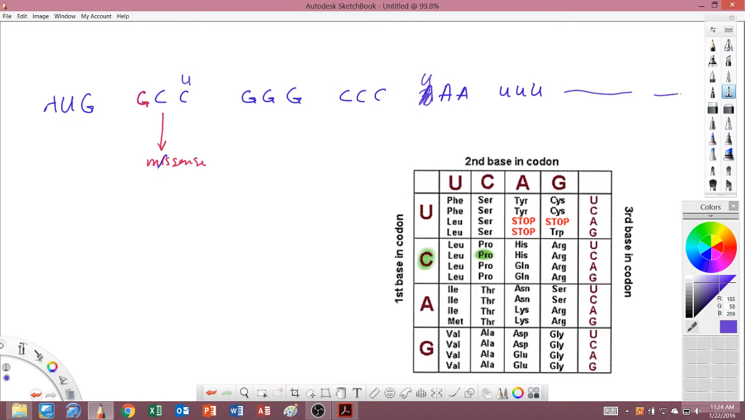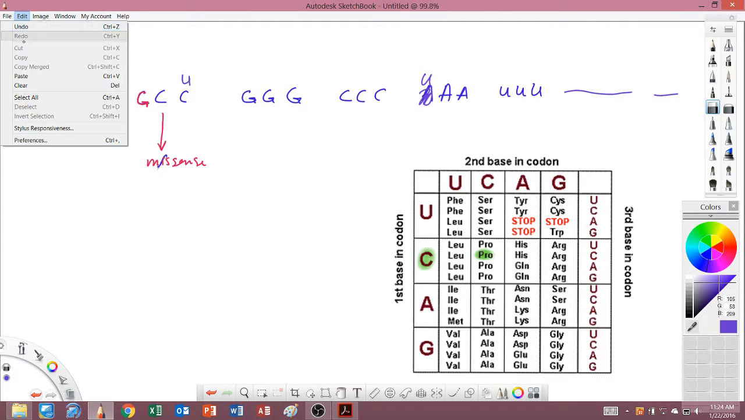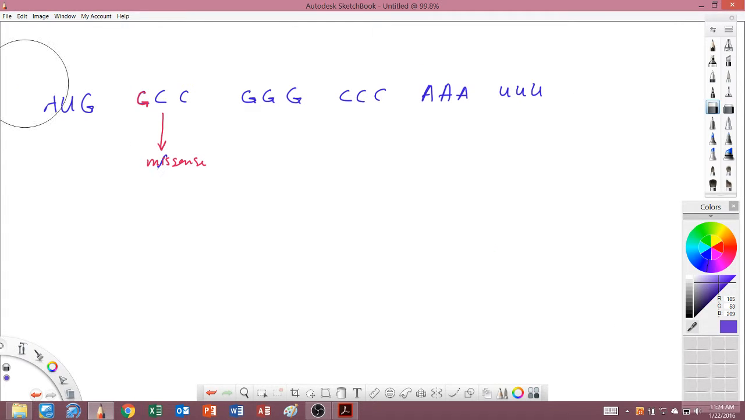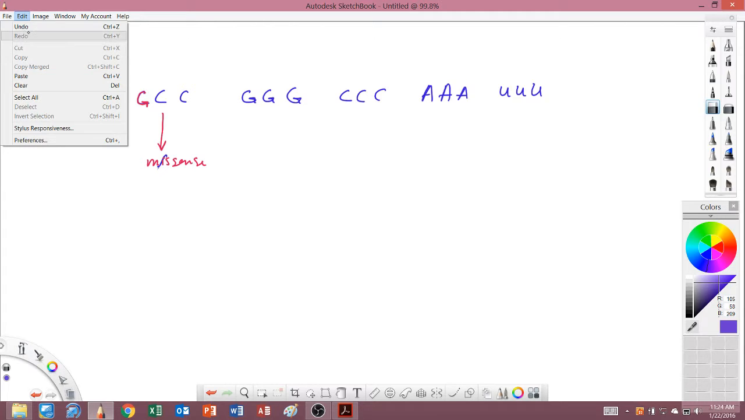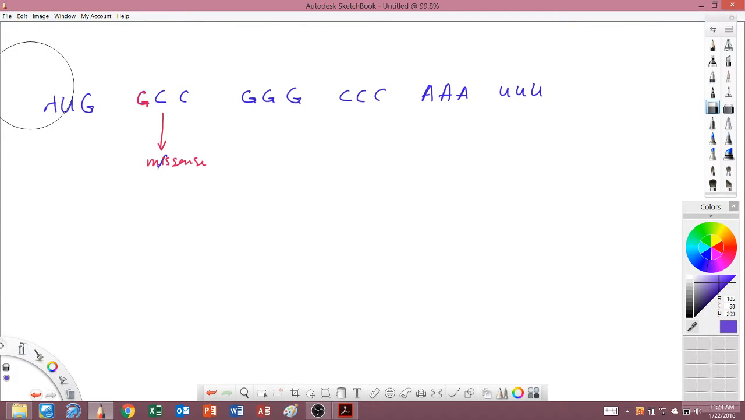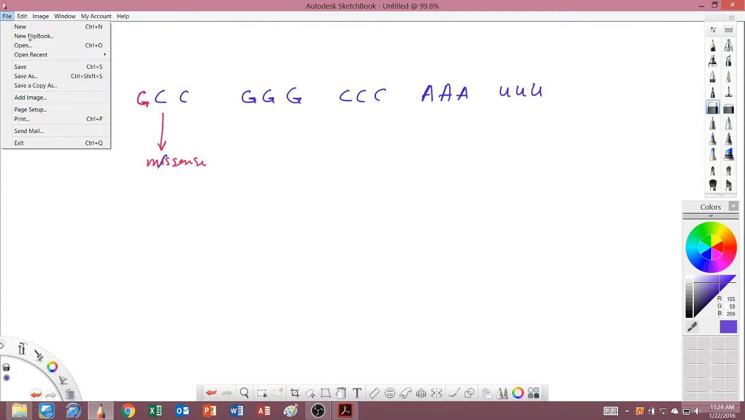Let me give you examples in real life situations. So let's see if I can clear all this. Whoa. Clear, right? It doesn't do it. Maybe new.